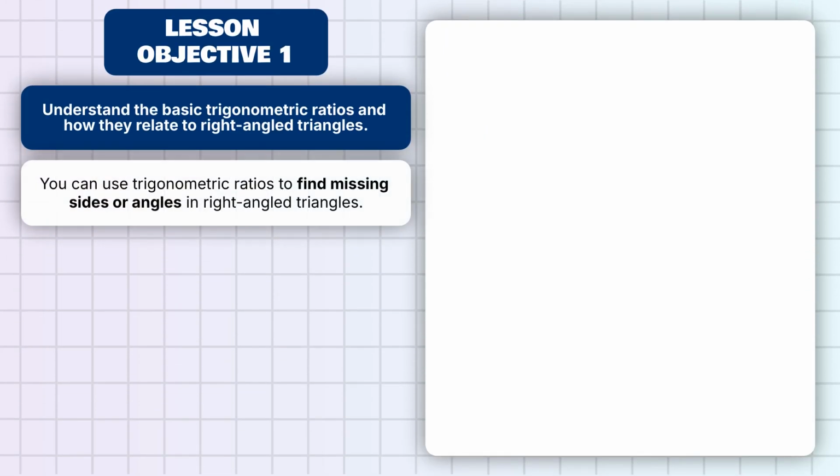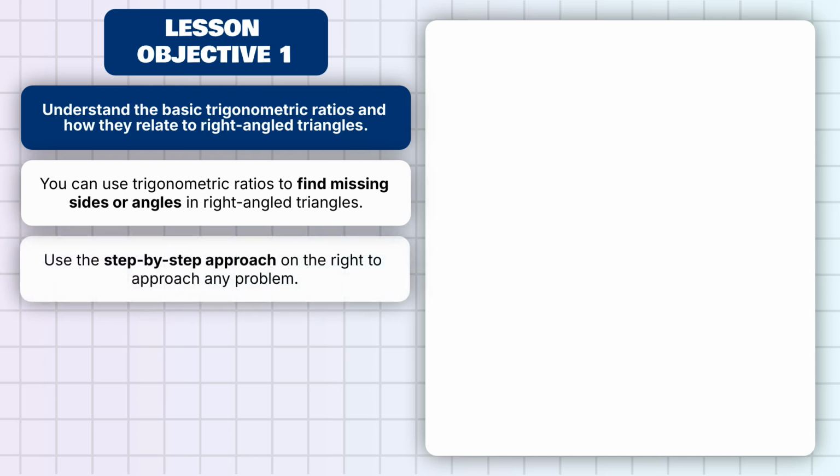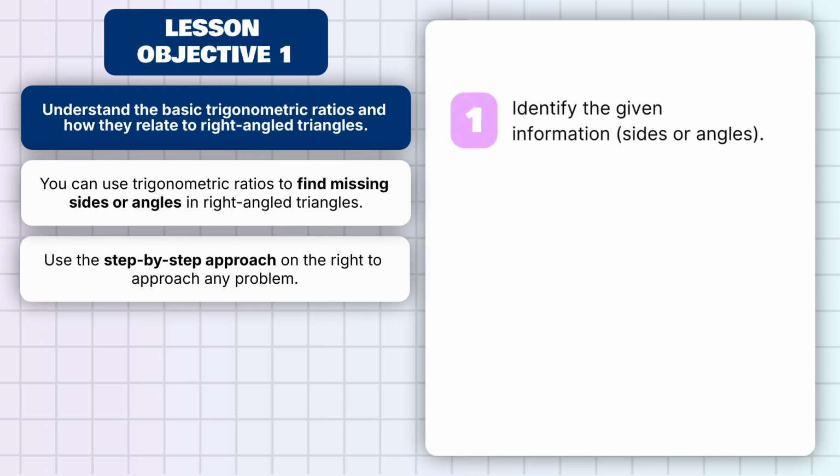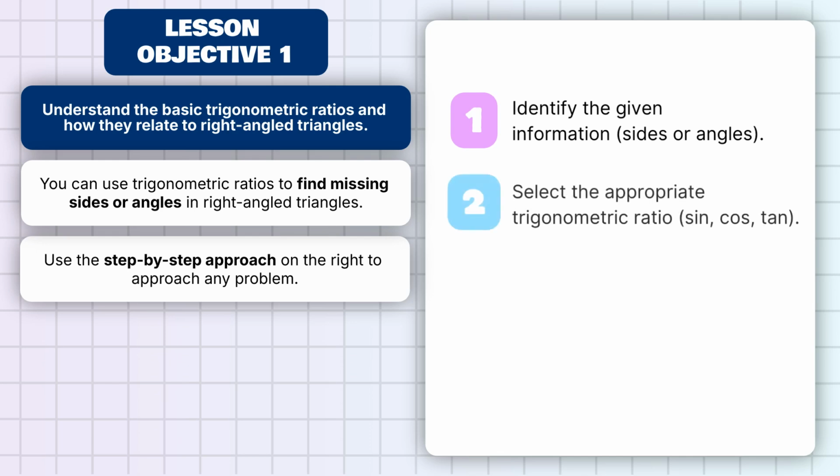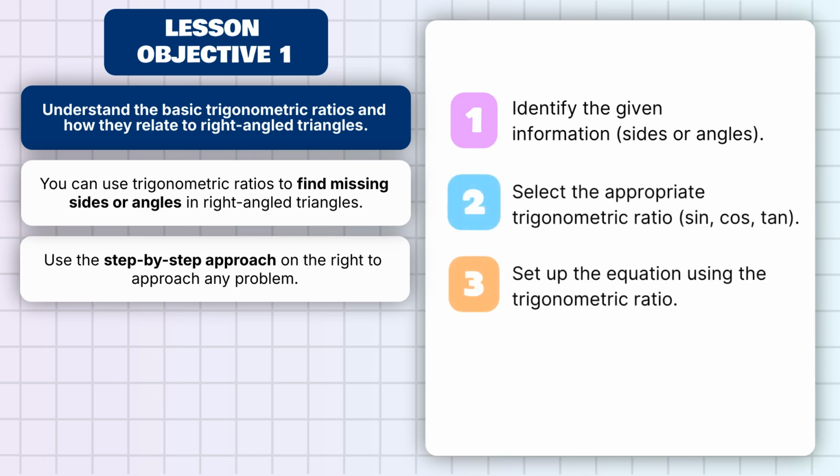We can use trigonometric ratios to find missing sides or angles in right-angled triangles. To do this, we can follow a step-by-step method to approach any problem. 1. Identify the given information. 2. Select the appropriate trigonometric ratio. 3. Set up the equation using the trigonometric ratio. 4. Solve for the unknown side or angle. Let's practice applying this to some examples.